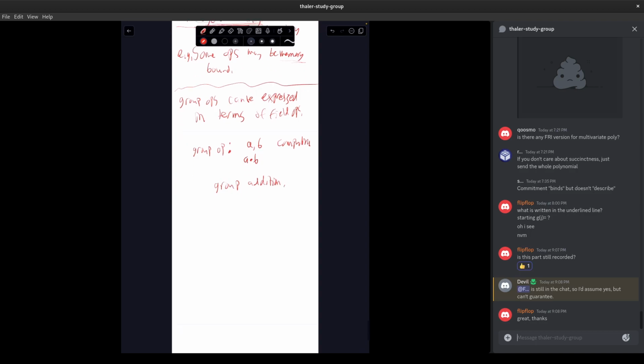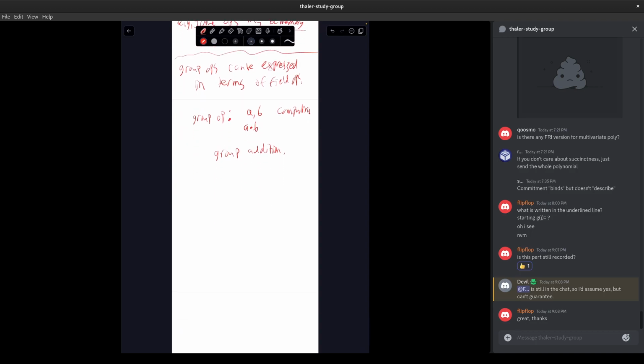Again, I'm calling it multiplication, but a lot of people will call this group addition. Now, a group op, at least on CPUs, tends to be 6 to 12 field multiplications.